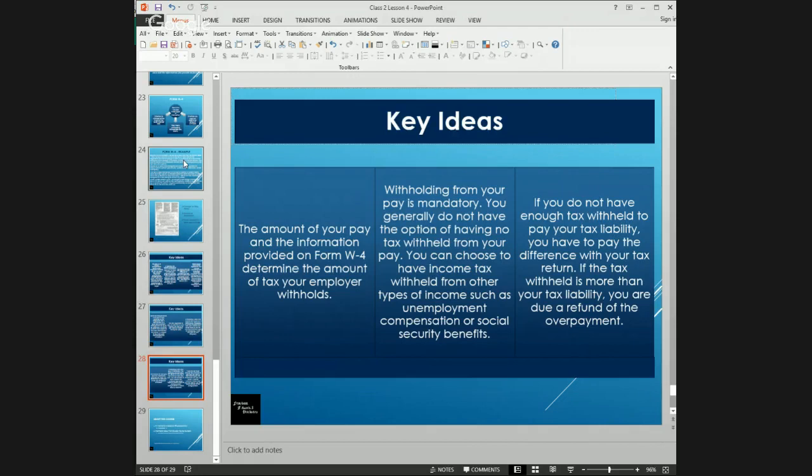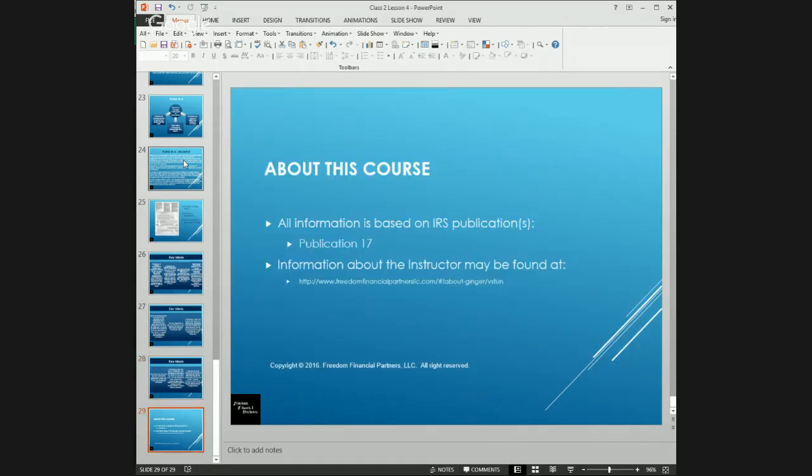In the event that you did not pay into the system as it was required throughout the course of the year, you would actually owe taxes at the time that you file your tax return, or at least the tax that you owe will be due no later than the last day of the filing period, which is typically April 15th. The information that's in this course is based on the IRS Publication 17.